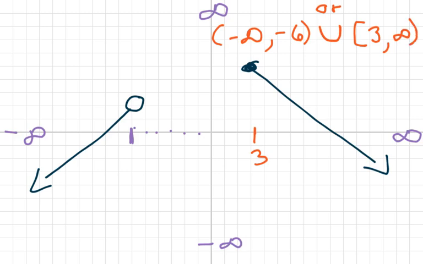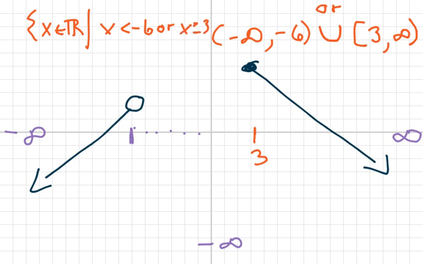Now, this one's better to write in interval notation. Set notation, you would kind of say the same thing. You would say x belongs to the reals, but x is less than -6, or x is greater than or equal to 3. So, I don't know which one you like better, but these are more complicated.